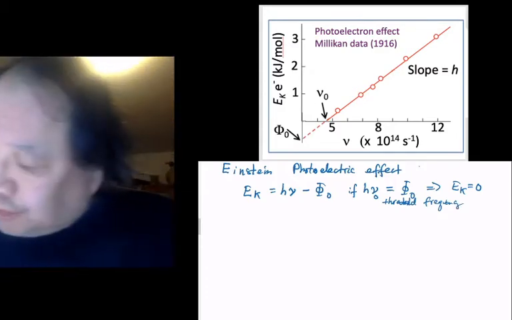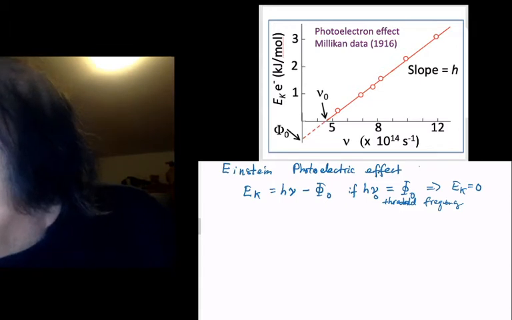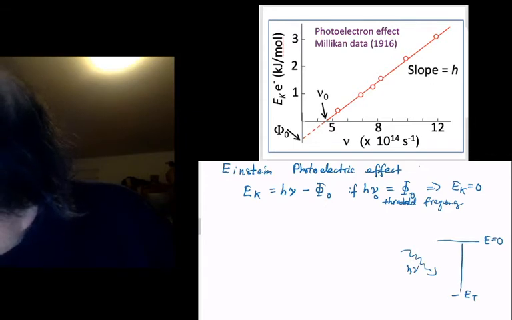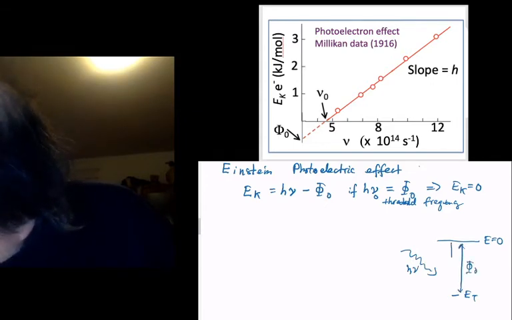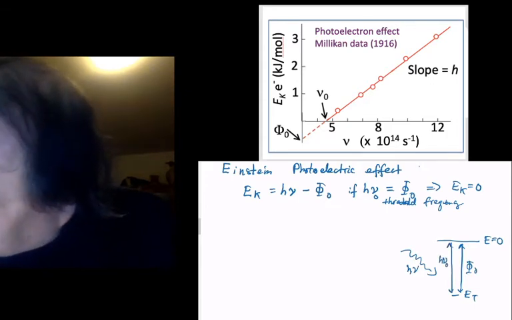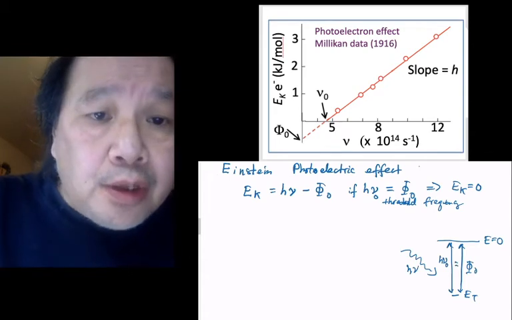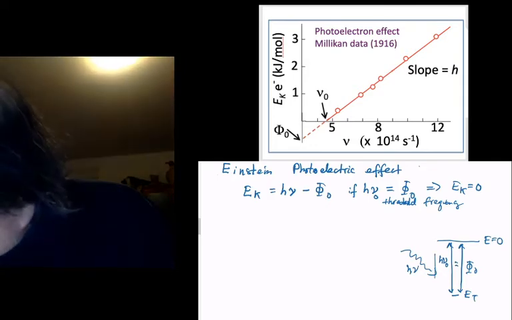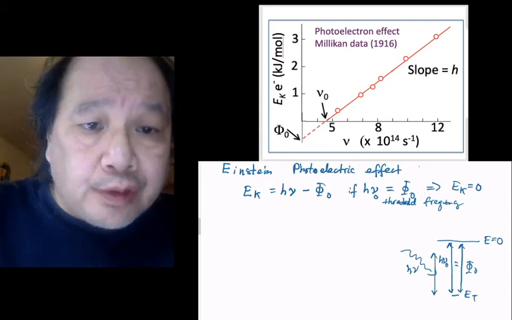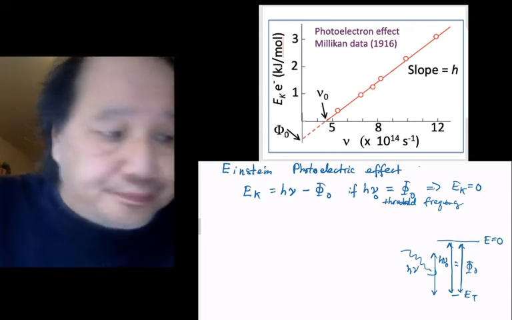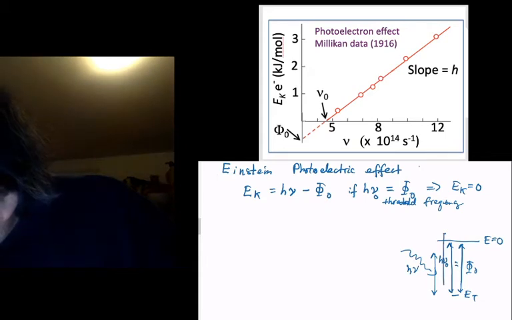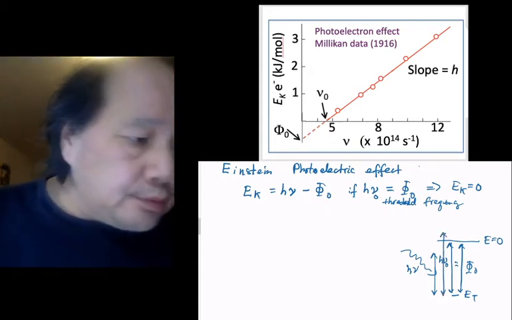Below the threshold frequency, here's E equals 0. Here's the E total where it starts off. Here's the light coming in. There's phi 0. At exactly the threshold frequency, h nu 0 equals phi 0. Below the threshold frequency, no electrons are ejected because you're using an amount of light less than what makes the electron free. And above that threshold frequency, electrons always come out. So let's write that down.